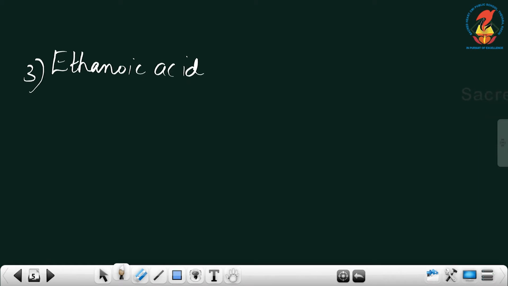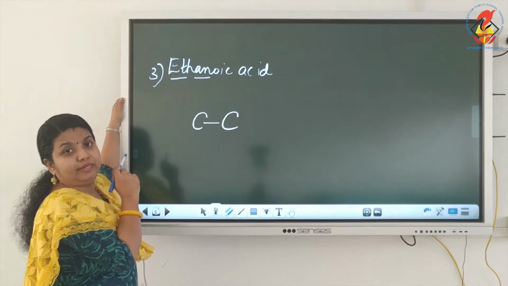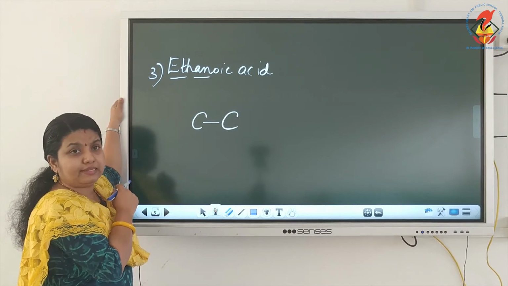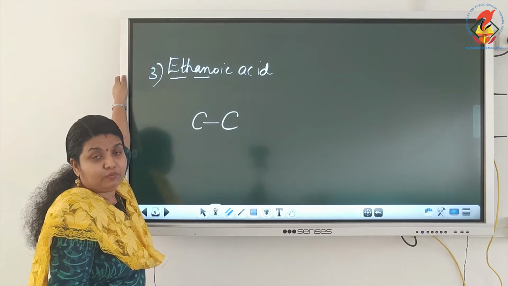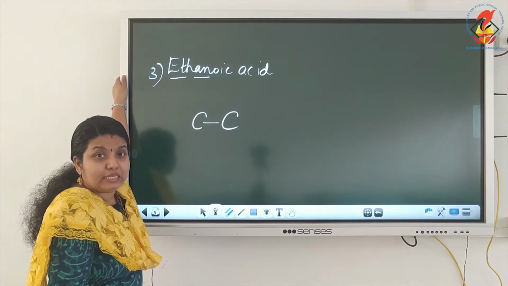Next, ethanoic acid. Eth stands for how many carbons? 2 carbons. Eth stands for 2 carbons. Then after eth, it is AN. AN means the bond between carbons is a single bond. The bond between 2 carbons is a single bond. Now what is the functional group here? Oic acid. What is the oic acid functional group?